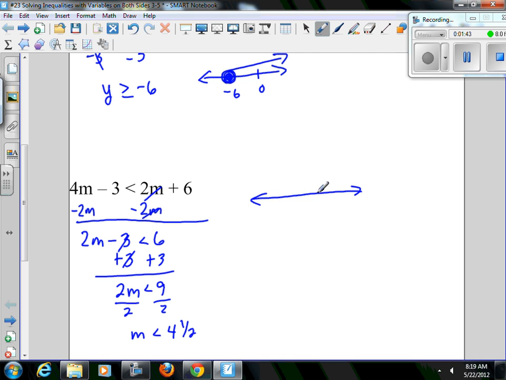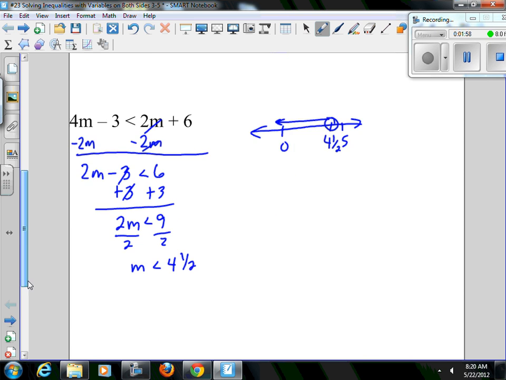So here's our little graph here. Here's 0. Here's 5. Let's say here's 4.5. So we have an open dot on 4.5 with an arrow going to the left.